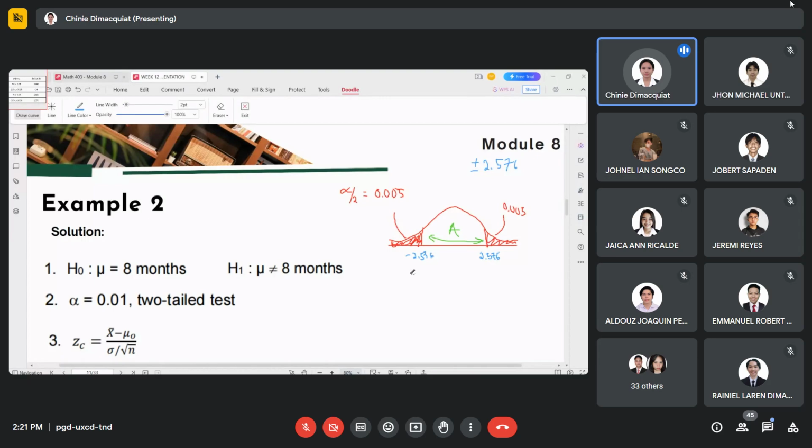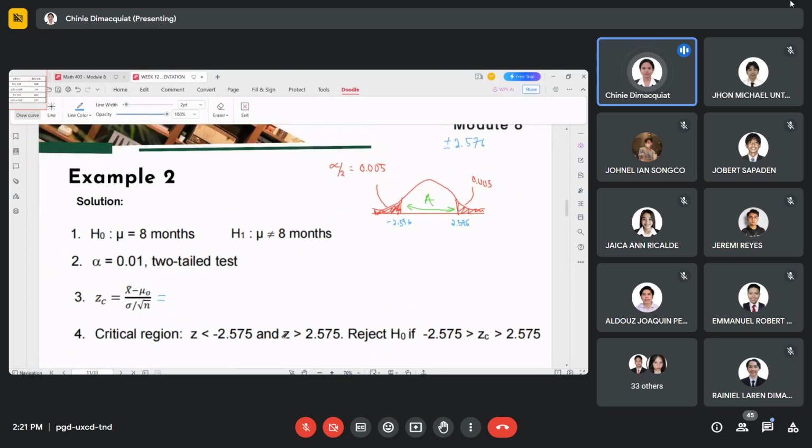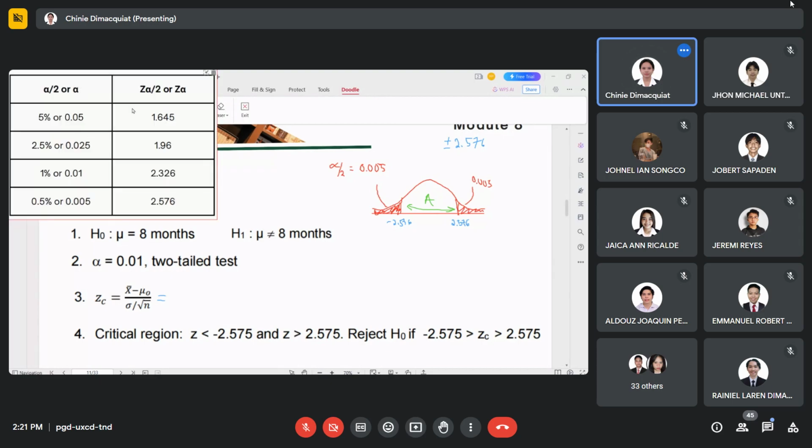Kapag yung ating nakuhang Z ay mas maliit kay negative 2.576, kailangan nating i-reject yung ating null hypothesis. And kapag mas malaki naman kay 2.576 yung nakuha natin, kailangan uli nating i-reject yung ating null hypothesis. Ayan. 2.575 yung ginamit, pero since maliit naman yung discrepancy, okay lang. And ipoprovide ko po itong table na to para standard yung ating ginagamit na values.